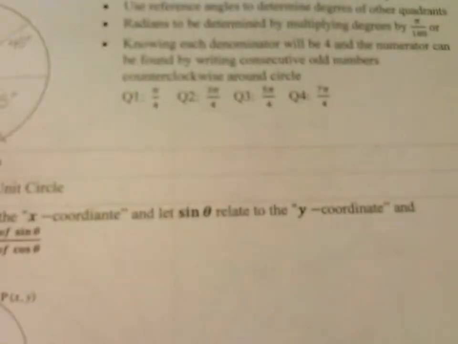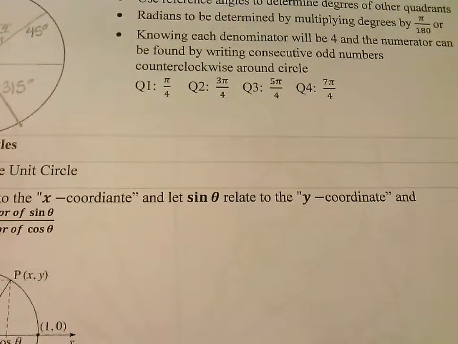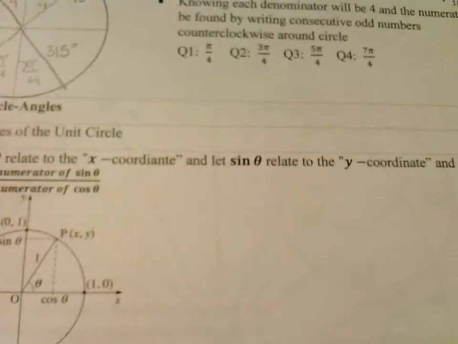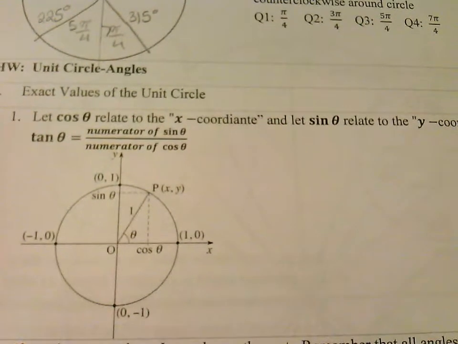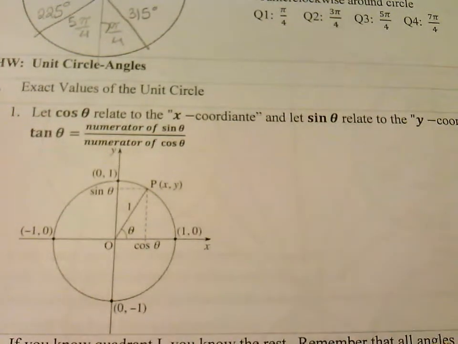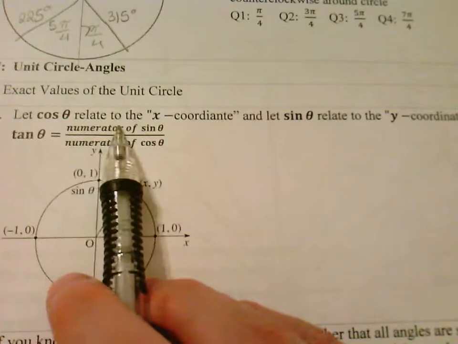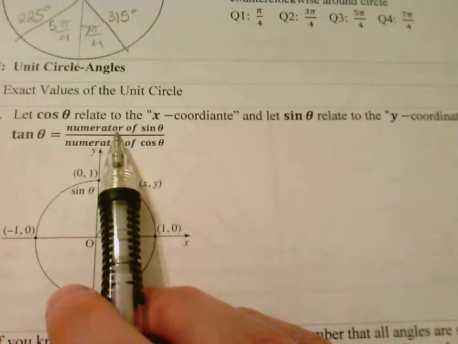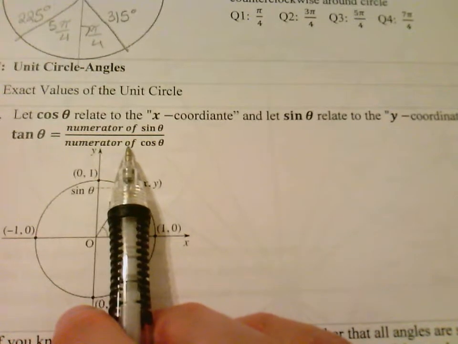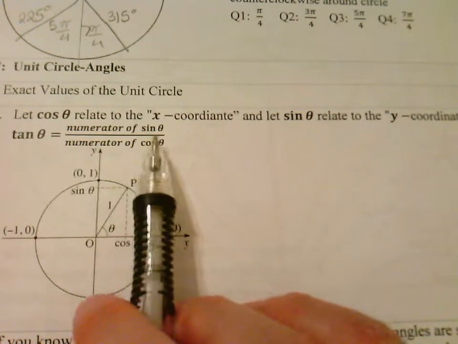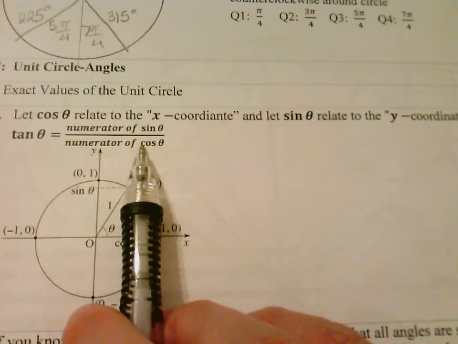Alright, unit circle. Remember when I told you where those x's and y's would come in handy? Now is the best time to really understand how to do that. So let cosine of theta relate to x, the x coordinate, and let sine theta relate to the y coordinate. And tangent is going to be, as you've heard me say in the other video 2 or 3 times, the numerator of sine over the numerator of cosine, because the denominators of both sine and cosine are going to cancel out, as you saw in the other video.